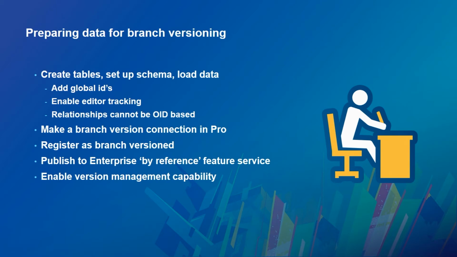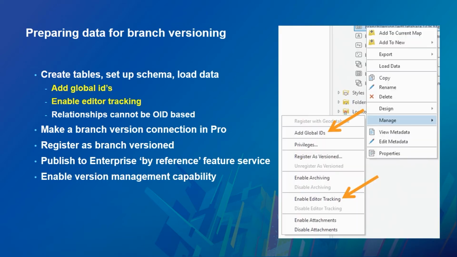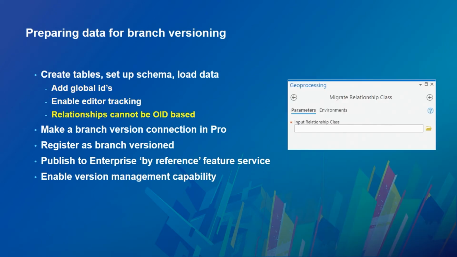So to use branch versioning, there's a few steps that you need to go through to prepare your data. You need to create your tables, set up your schema, get your data loaded. You need to make sure that your schema has global IDs and that editor tracking is enabled. OID-based relationships are not supported, so if you have OID-based relationships, you can use our tool, the Migrate Relationship Class tool, to migrate any of those relationships to global ID-based relationships. Regular relationships based off of standard fields that are not based on OID are perfectly fine.